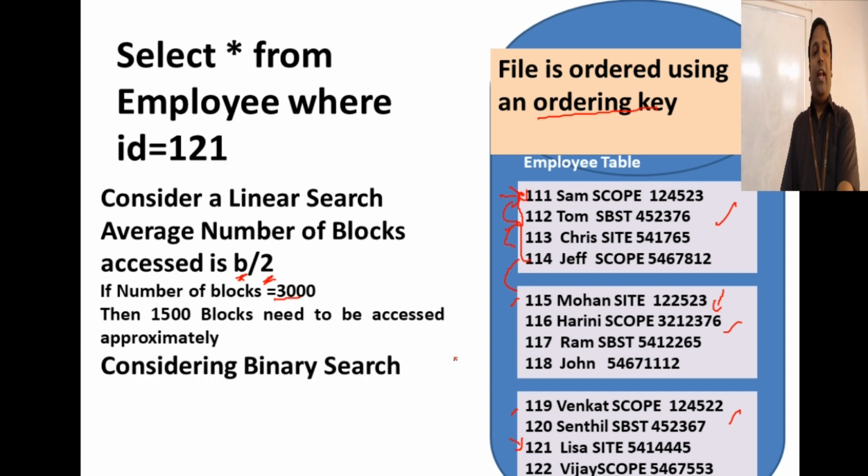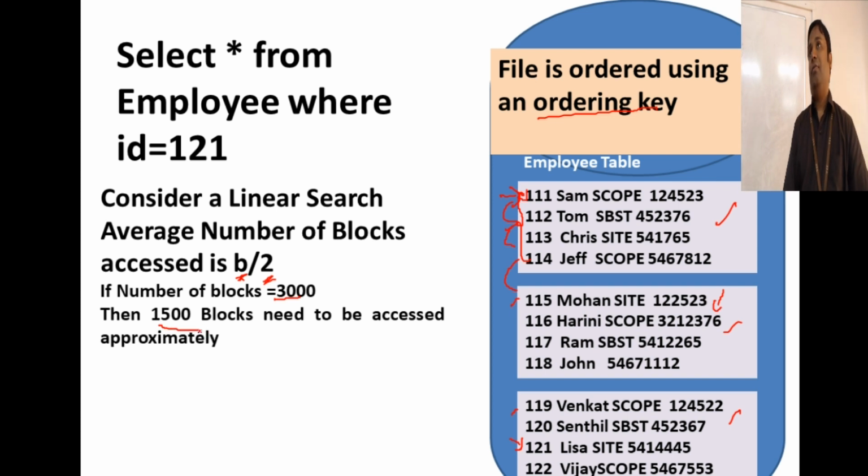On an average, you should access 1500 blocks, because 3000 blocks is the number of blocks, divided by 2 will be 1500. So what it means is when you perform linear search on a very large table, the number of blocks that you have to access also will be huge on an average case.